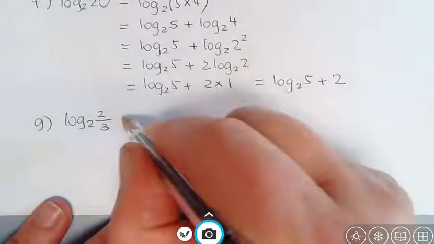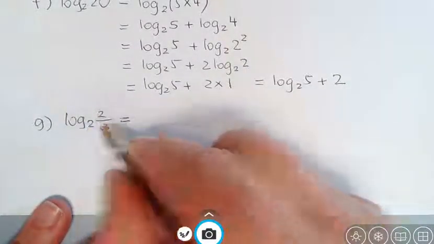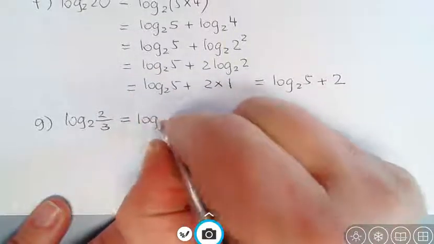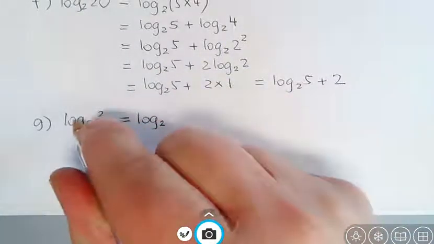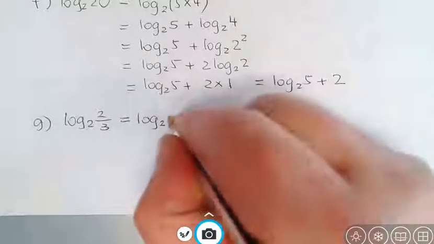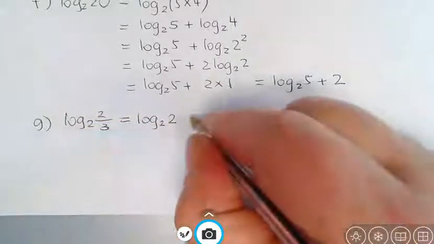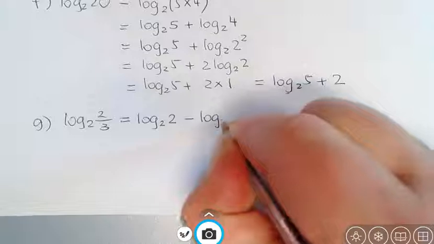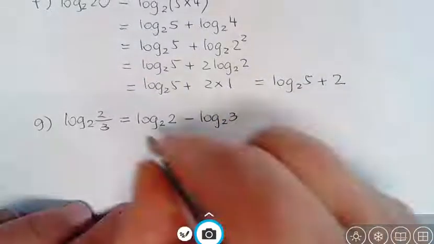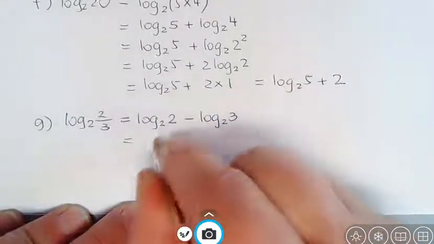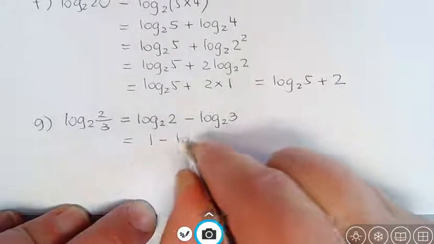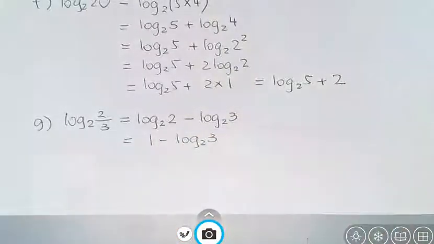Now for the last question here, log to the base 2 of 2/3. So here we would use the division rule. So this log to the base 2 of 2/3 is log to the base 2 of 2 minus log to the base 2 of 3. Okay, now we know that log to the base 2 of 2 is just 1, so it's just 1 minus log to the base 2 of 3.